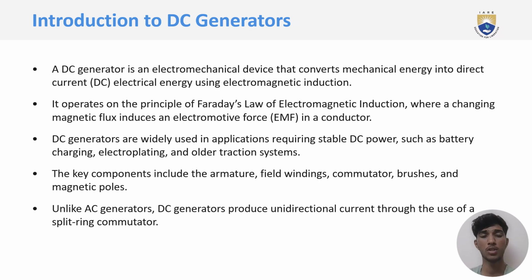The main components of a DC generator include the armature, field windings, commutator, brushes, and magnetic poles. Unlike AC generators, DC generators produce unidirectional current using a device called a commutator.